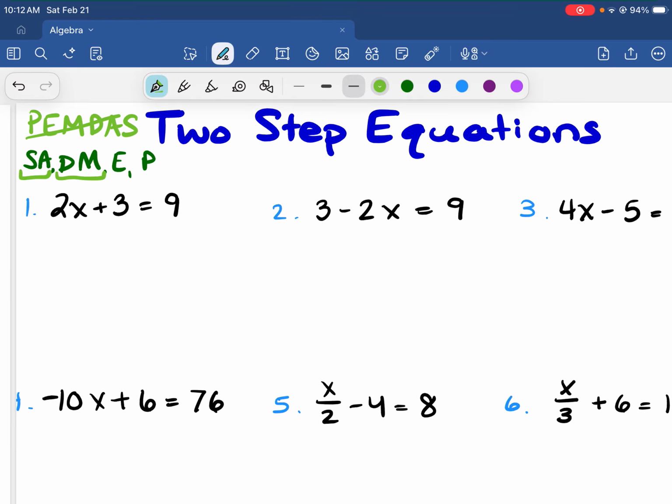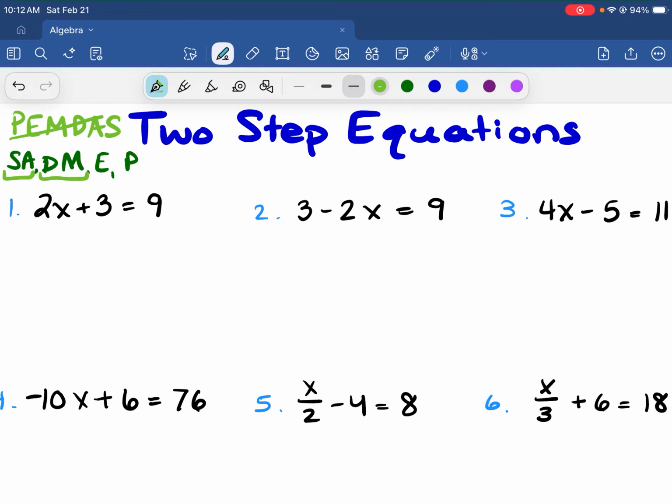So for number one here, when we want to get x by itself, when we want to isolate x, when we want to solve for x, we want to add or subtract away first. So I have 2x plus 3, so I'm going to do the opposite or the inverse of that. I'm going to subtract 3, and whatever I do to one side of my equal sign, I must do to the other for my equation to stay balanced. So I'm left with 2x, negative 3 and positive 3 cancel each other out, equals 9 minus 3 is 6.